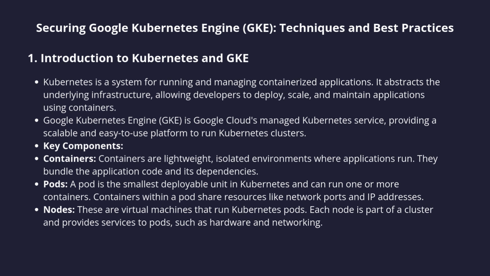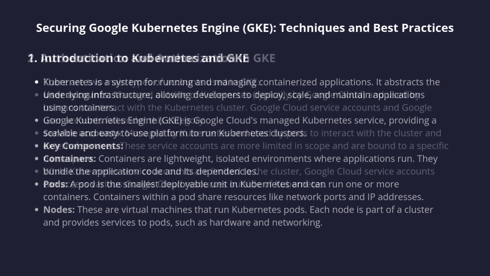Key components: containers. Containers are lightweight, isolated environments where applications run. They bundle the application code and its dependencies. Pods. A pod is the smallest deployable unit in Kubernetes and can run one or more containers. Containers within a pod share resources like network ports and IP addresses. Nodes. These are virtual machines that run Kubernetes pods. Each node is part of a cluster and provides services to pods, such as hardware and networking.